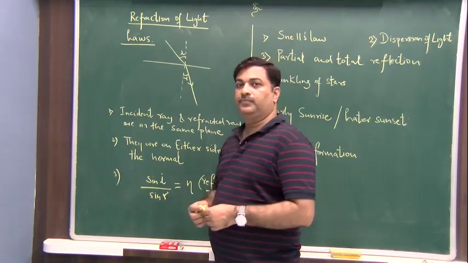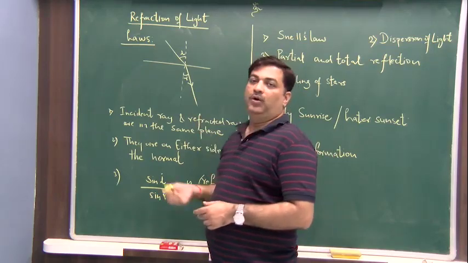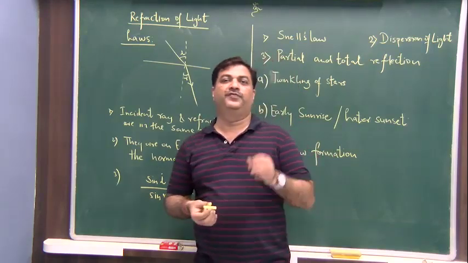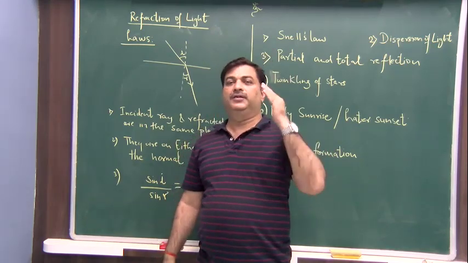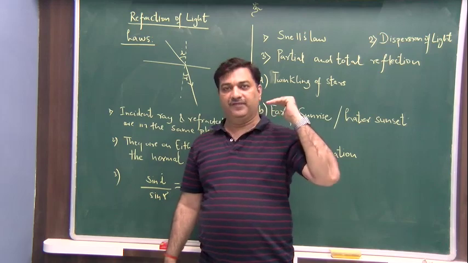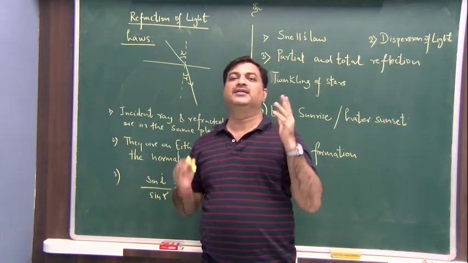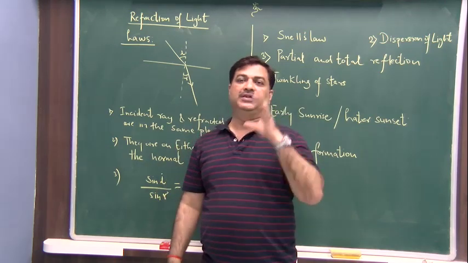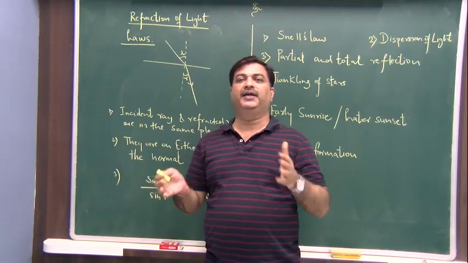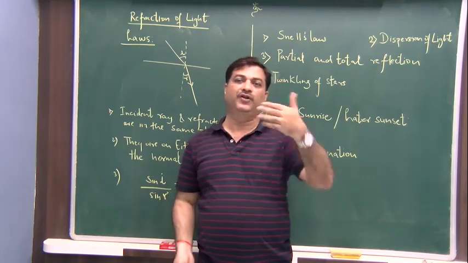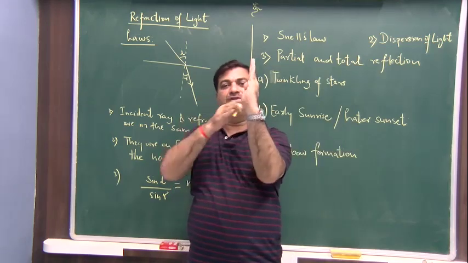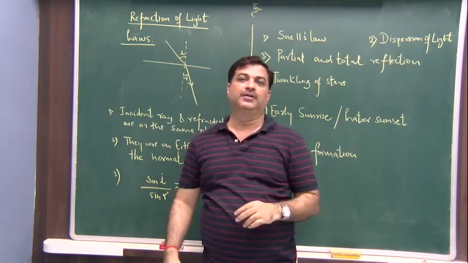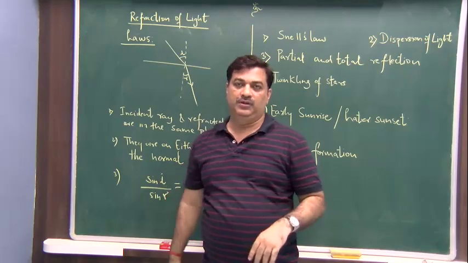Alright, so what are the laws of refraction? The laws of refraction state that the angle of incidence, the incident ray, and the refracted ray are in the same plane. The incident ray and the refracted ray are on either side of the normal. They will not be on the same side of the normal. So for example, if you have a normal, the incident ray is on this side, and the refracted ray is on the other side. So they will be on either side of the normal.